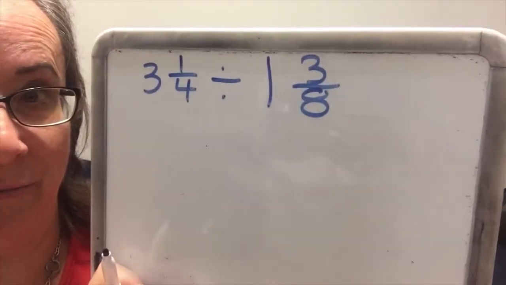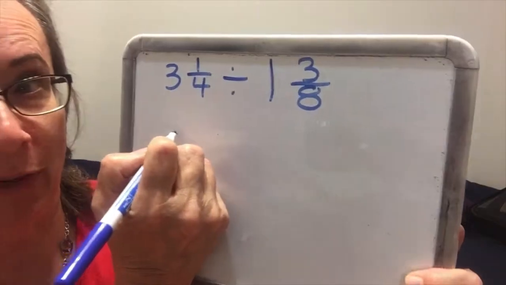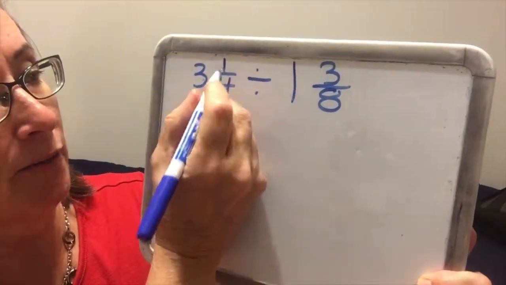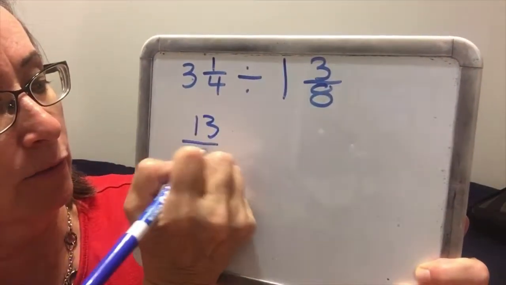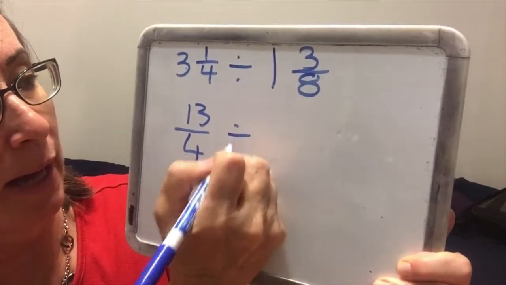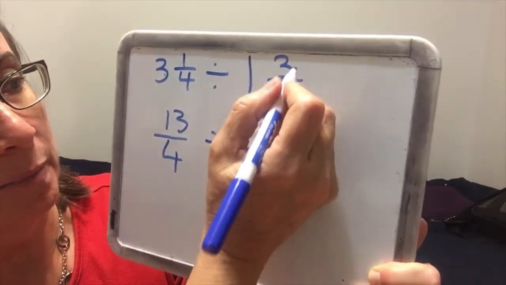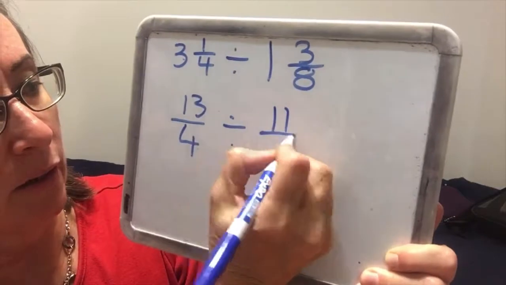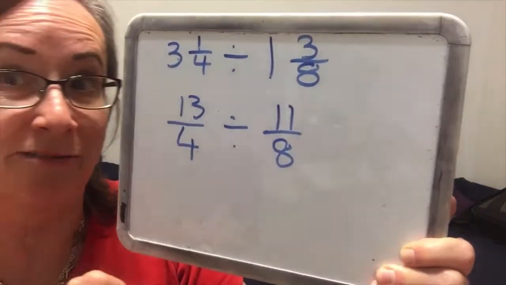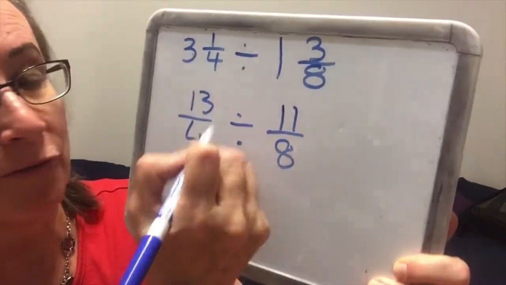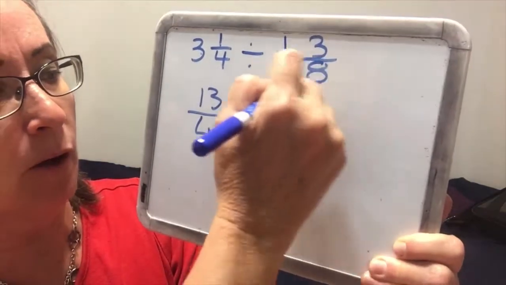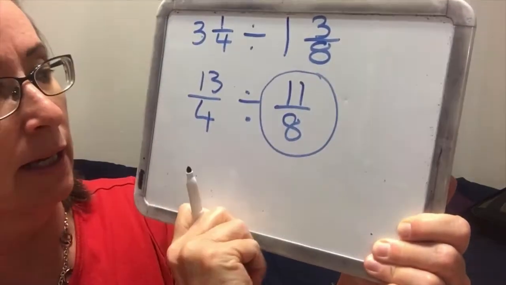So now we're going to work it. Hopefully you've already worked it. So we have 12 plus 1 is 13 over 4 divided by 8 plus 3 is 11 over 8. We're dividing, so we're going to flip and multiply. We always flip this one over.